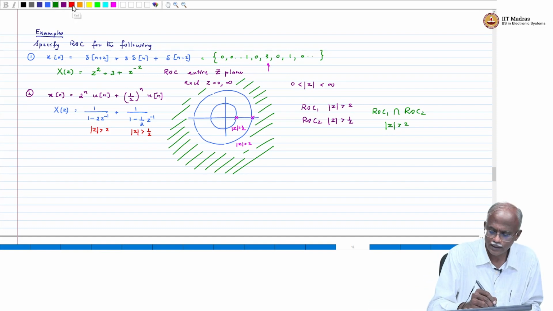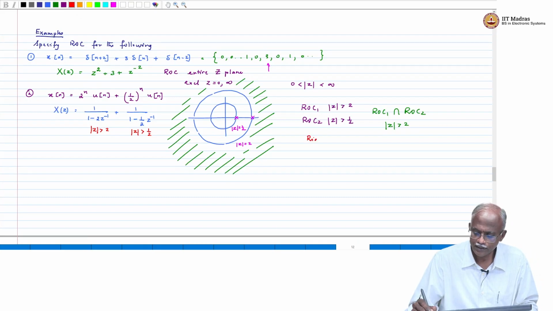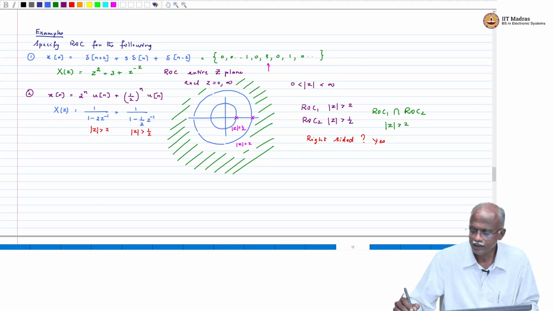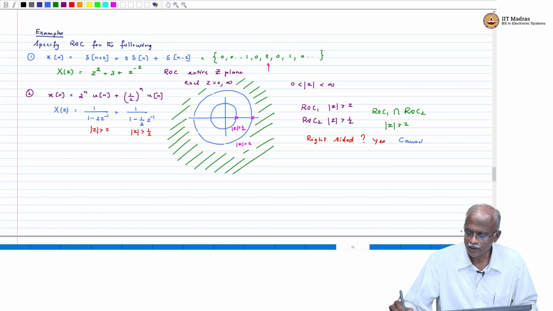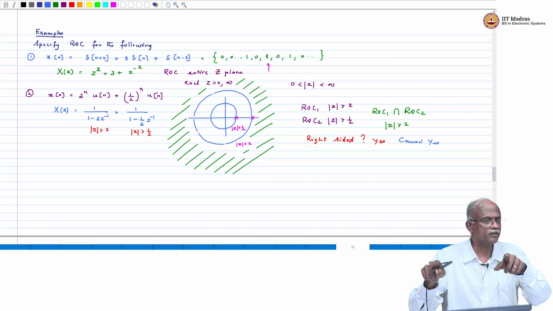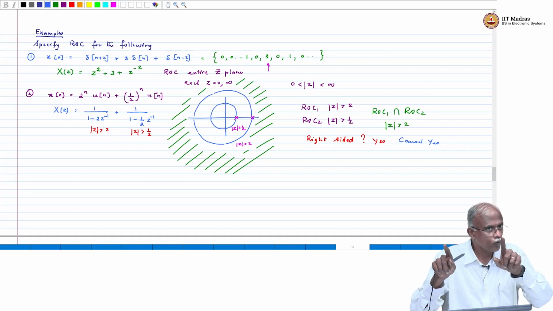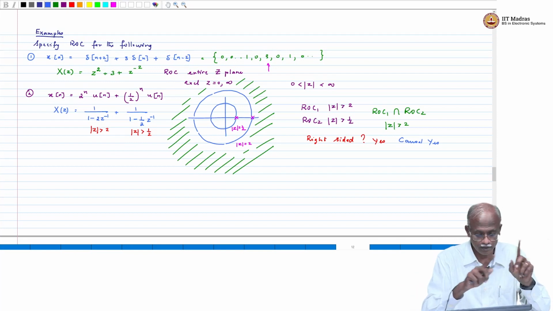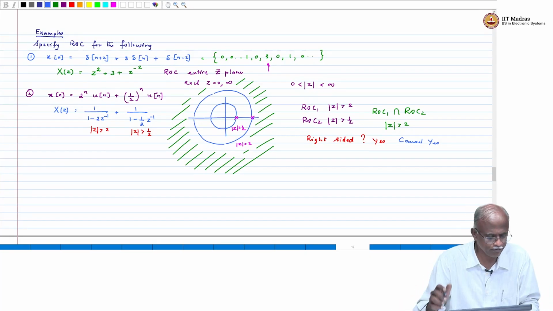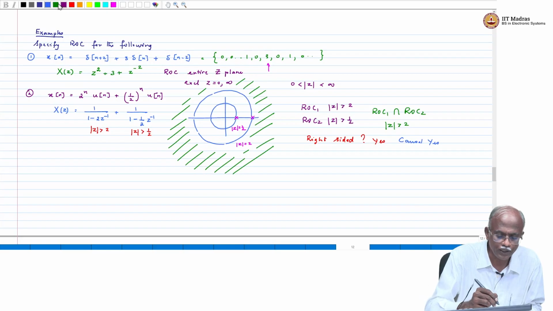Some quick questions. Is this a right-sided sequence? What you have obtained? Right-sided? Yes. Both are right-sided sequences. Are they causal? By looking at the region of convergence, can you say that they are causal? Not quite. You can say that they are right-sided sequences, but you have to check the inverse transform to check whether they are causal or not. But right-sided sequences definitely, and in this case, they also turn out to be causal.